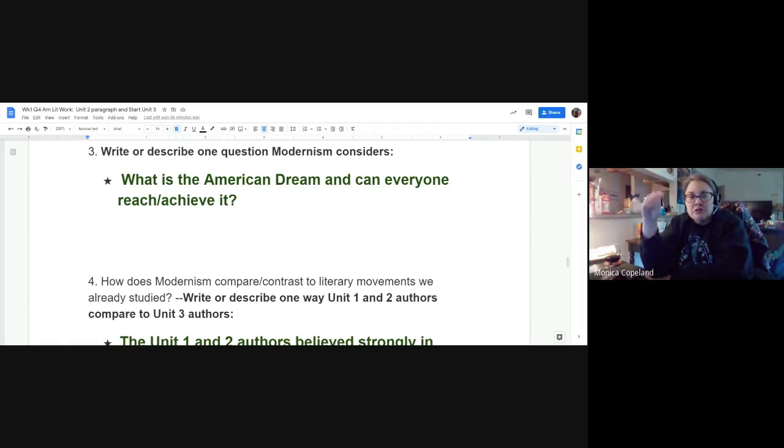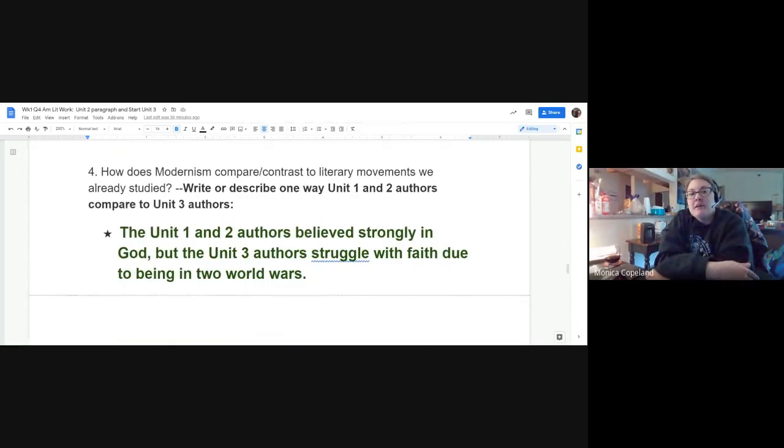I'm going to compare and contrast for you our Unit 1 and 2 authors to Unit 3 and 4, and you're going to write at least one way they compare and contrast. So one thing that is different between Units 1 and 2 and Unit 3 authors is that the Unit 1 and 2 authors all believe strongly in God. The Unit 3 authors are struggling with that connection. They struggle with their faith because of being in 2 world wars, because of industrialization, all these reasons. The Unit 3 authors are really struggling with God.